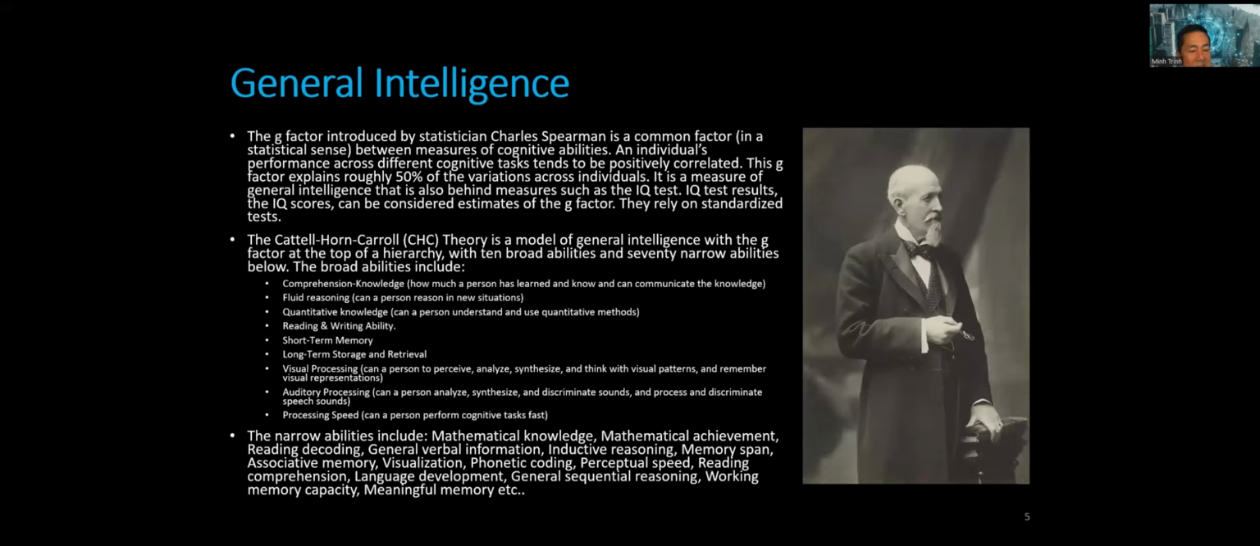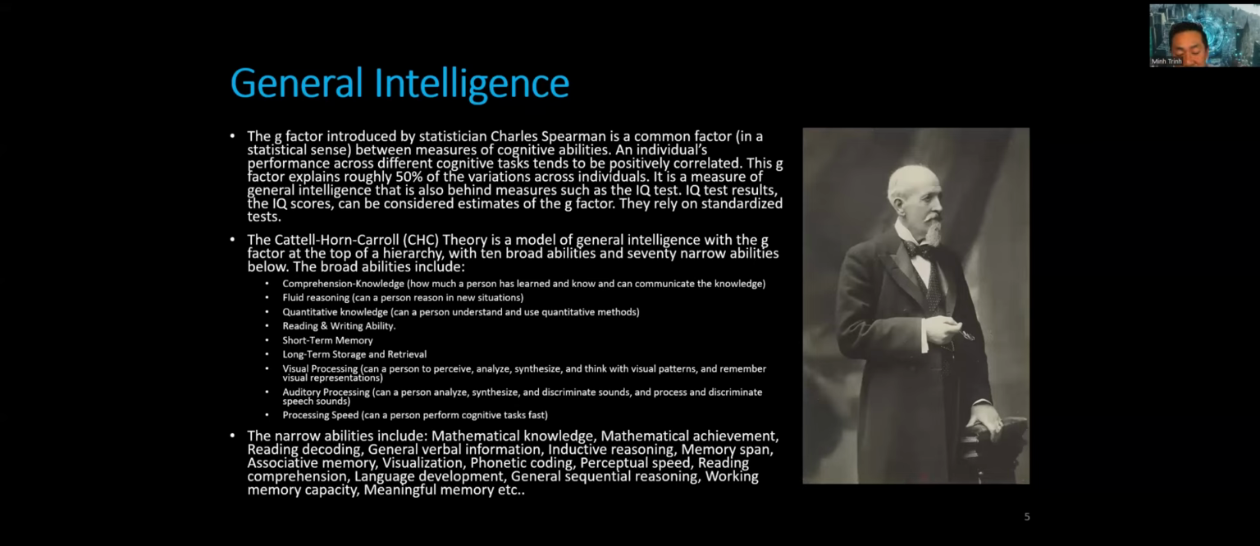comprehension and knowledge. So how much a person has learned or knows and can communicate the knowledge. Fluid reasoning: can a person reason in new situations? The third one is quantitative knowledge, right? Can they understand and use quantitative methods? Can they add numbers and so on? Reading and writing ability, short-term memory: does that person remember recent facts? Long-term storage and retrieval: so it's like long-term facts, and can they remember and retrieve the memories?